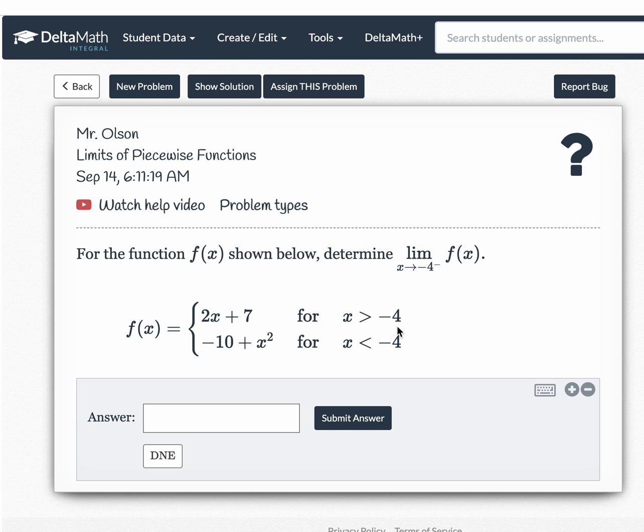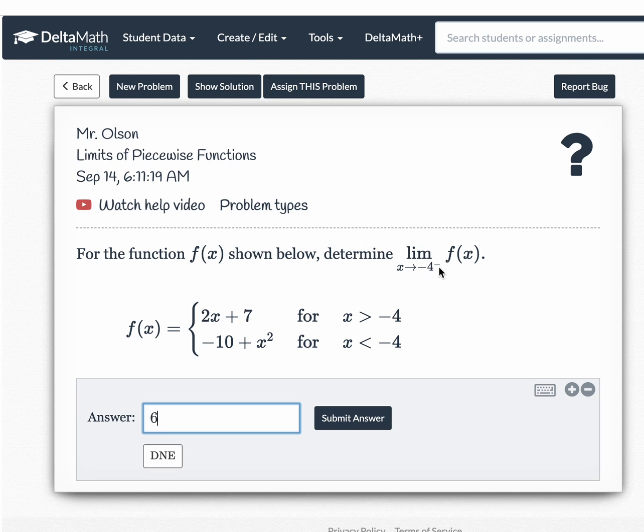From below, that means only half of these really is relevant to us, and that's where x is less than -4. So it's saying, what is the limit as this approaches -4? And so I can sub in -4, squaring it. That gives me 16. -10 plus 16 gives me 6. Okay? But there are different forms of this problem.